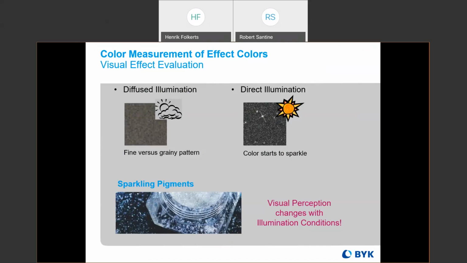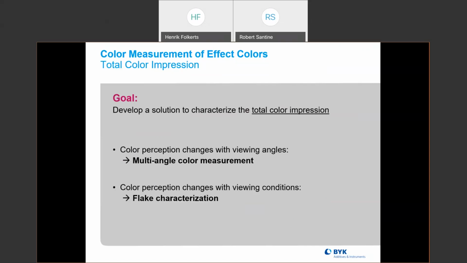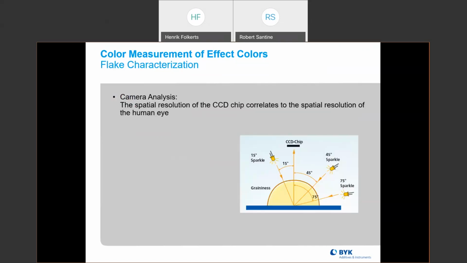So the visual perception changes not only with viewing angle, but also with illumination conditions. So the goal is to develop a solution to characterize the total color impression. We need to measure color at multiple angles. The color perception changes with viewing angles, so we need multi-angle color measurement. Color perception changes with viewing conditions, so we need flake characterization. And this is done with a camera analysis.